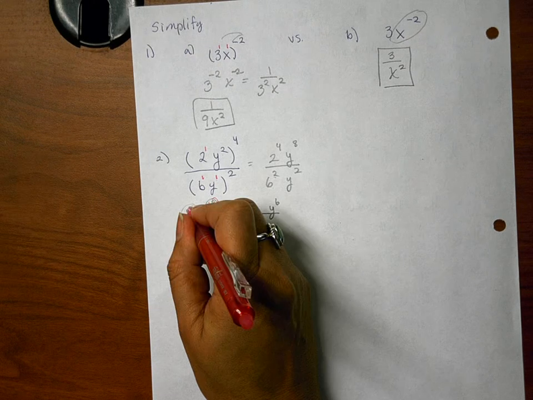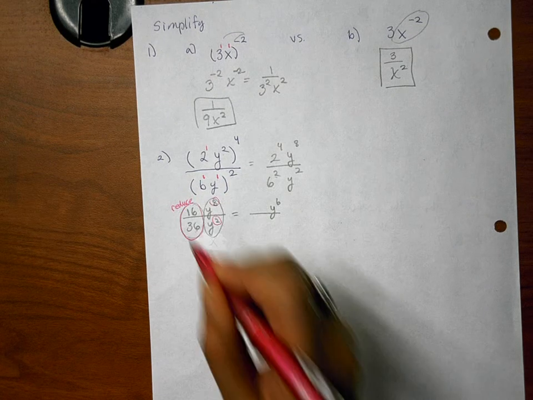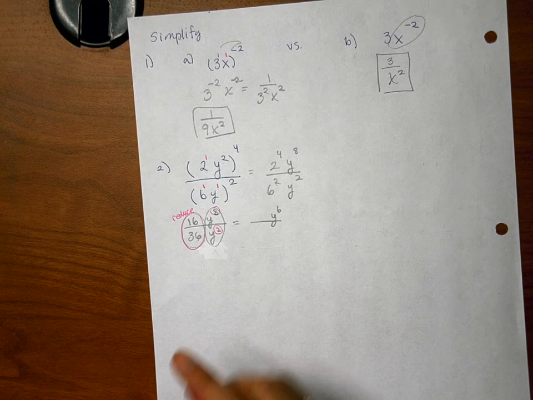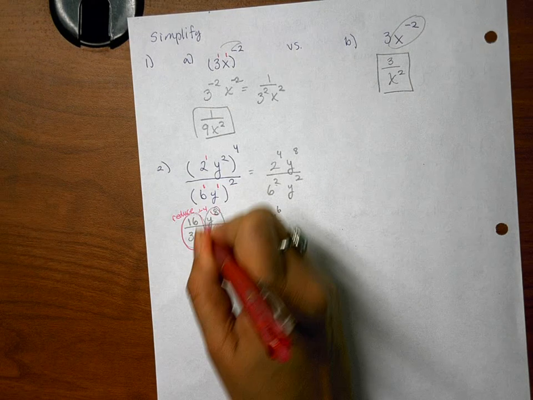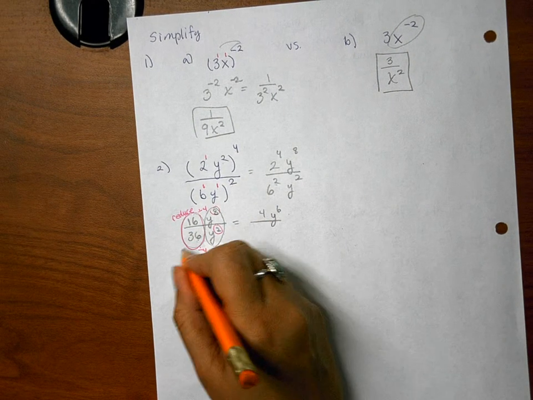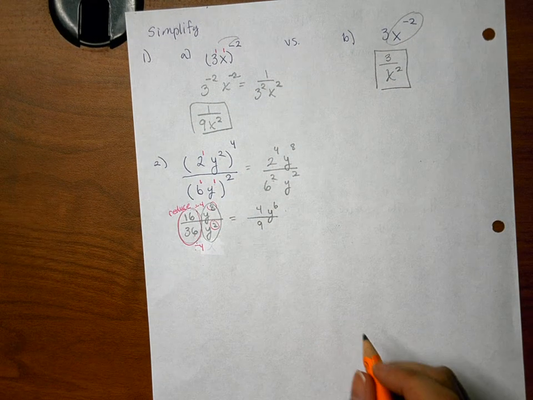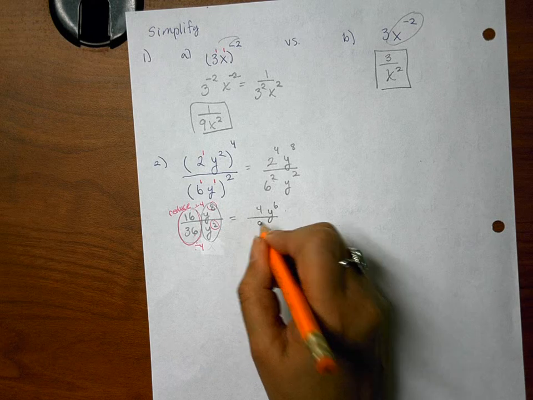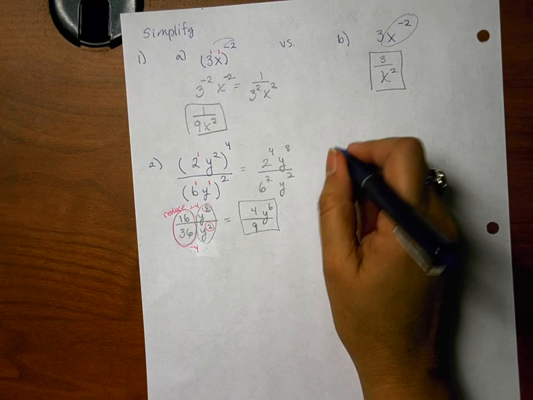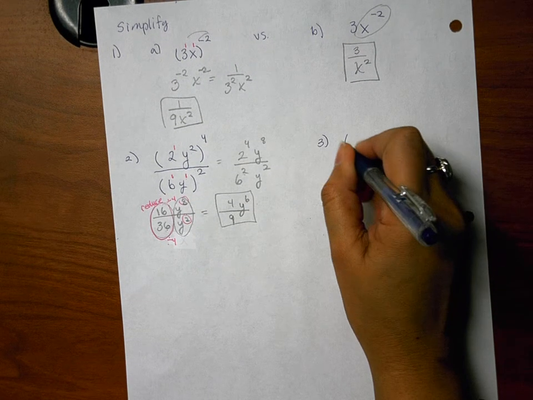They subtract these. I do subtract exponents, that is correct, but 16 and 36 are not exponents, they're coefficients. This piece here you simply reduce, just like you were taught back in elementary school. What divides into 16 and also divides into 36? 4. 16 divided by 4 is 4. 36 divided by 4 is 9. So 4y to the 6th over 9 is the final answer.